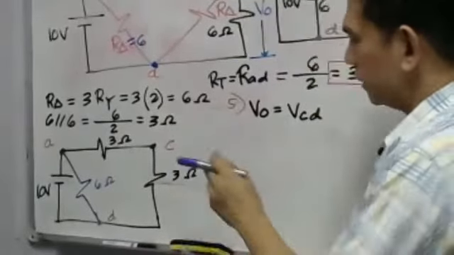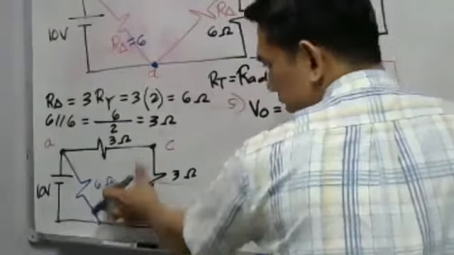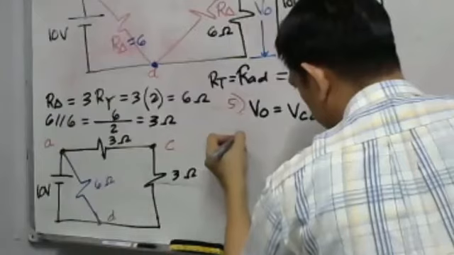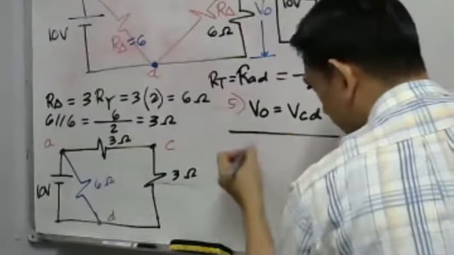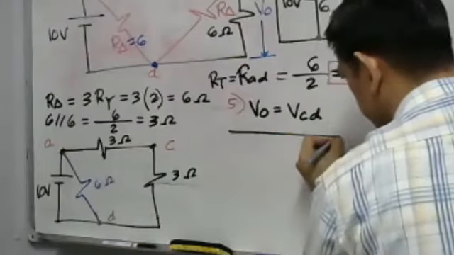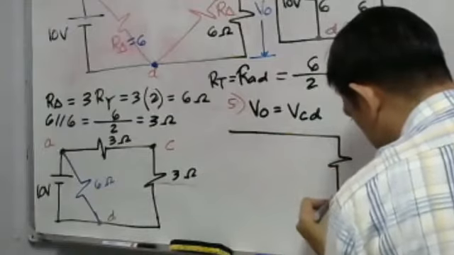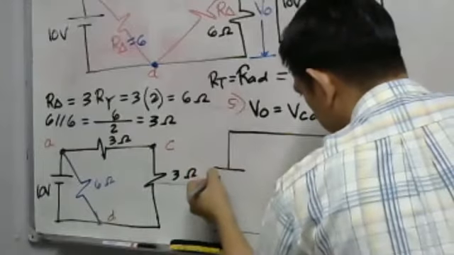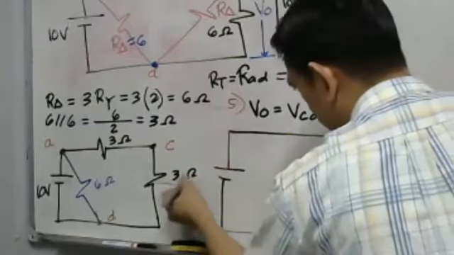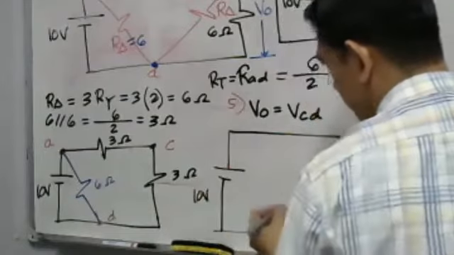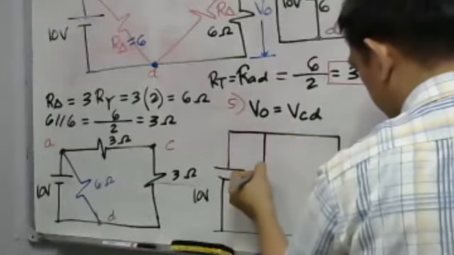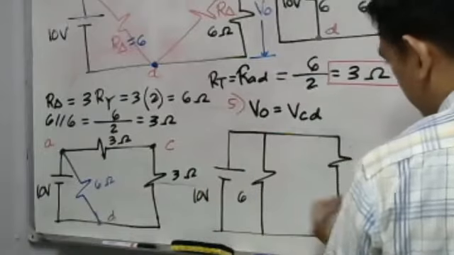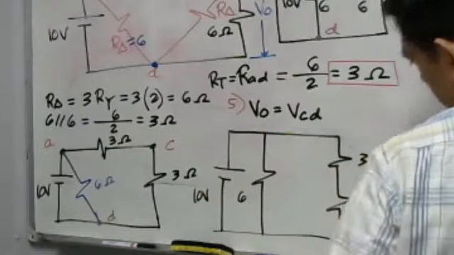So I will redraw this circuit so that you have a better understanding of our network. I will redraw this circuit like this one, because the two 3 ohm resistors are connected in series. There you are. So this is our 10 volts. The 6 ohm will be here. That is 6 ohm. And then this is 3, and then this is 3.